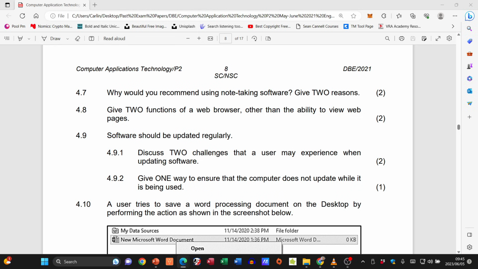Okay. 4.9.2 says, give one way to ensure that the computer does not update while it is being used. Well, the only way we can do that is to use the task scheduler. Okay. On Windows, we have, as part of our utility software, a scheduler and scheduling, and we can actually go there and we can schedule a time that the PC must do updates. Okay, so simple answer there, our task scheduler.